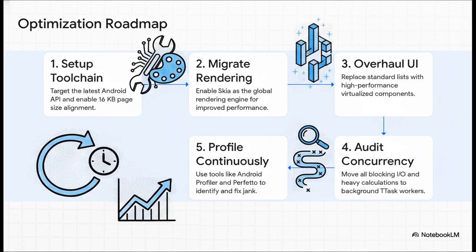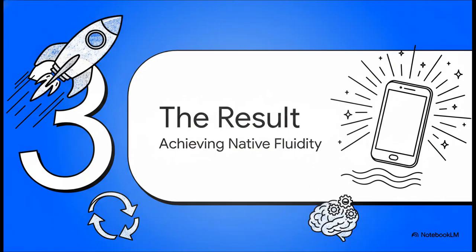So here it is, a clear 5-step roadmap to optimization. Step 1, set up a modern toolchain. Step 2, migrate your rendering over to Skia. Step 3, overhaul your UI with high-performance components, like virtualized lists. Step 4, do a ruthless audit and move every single blocking operation off the main thread. And finally, Step 5, profile continuously. Because performance isn't a one-time fix. It's a discipline. So after all this discipline, all this hard work, what's the payoff?